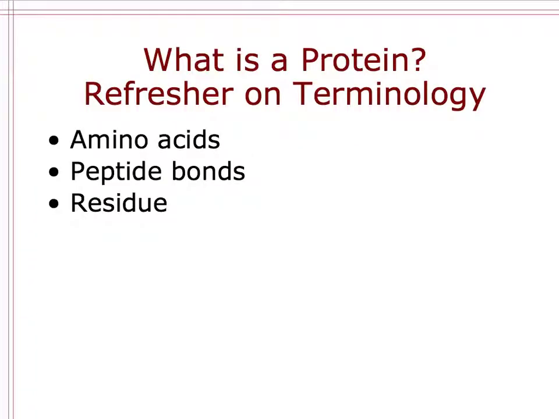Just a little bit of a refresher on some of the terminology associated with protein structure. Remember that amino acids are the individual units or building blocks of a protein, and then the peptide bonds are the bonds that combine those amino acids together. A residue is simply an amino acid that's part of a protein or peptide bonded together. So that's just how you refer to the amino acids when they're part of a protein.